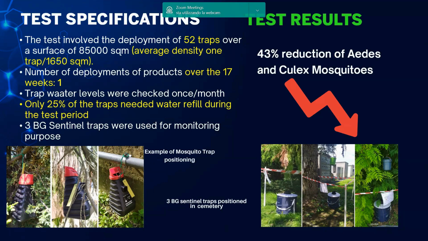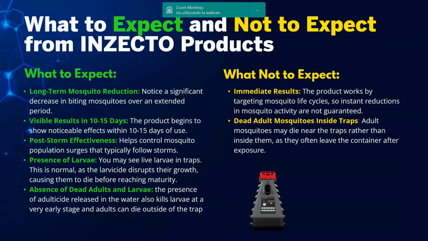The stress test we force our traps to take. What I think is relevant in order to understand how the product works, and also for you to communicate to your clients, is to understand what to expect and what not to expect. You can expect and you should expect long-term mosquito reduction. The results are not immediate. Results usually take 10 up to 15 days sometimes to show notable results.